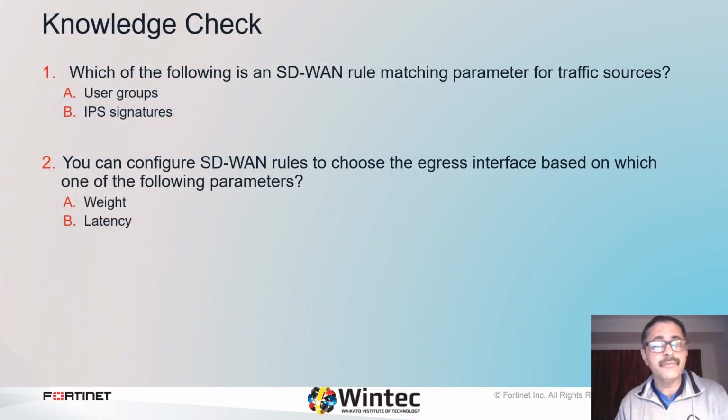Now coming to the final knowledge check for SD-WAN. Question 1. Which of the following is an SD-WAN rule matching parameter for traffic sources? A. User group. B. IPS signatures. Question 2. You can configure SD-WAN rules to choose the egress interface based on which one of the following parameters? A. Weight. B. Latency. Right.